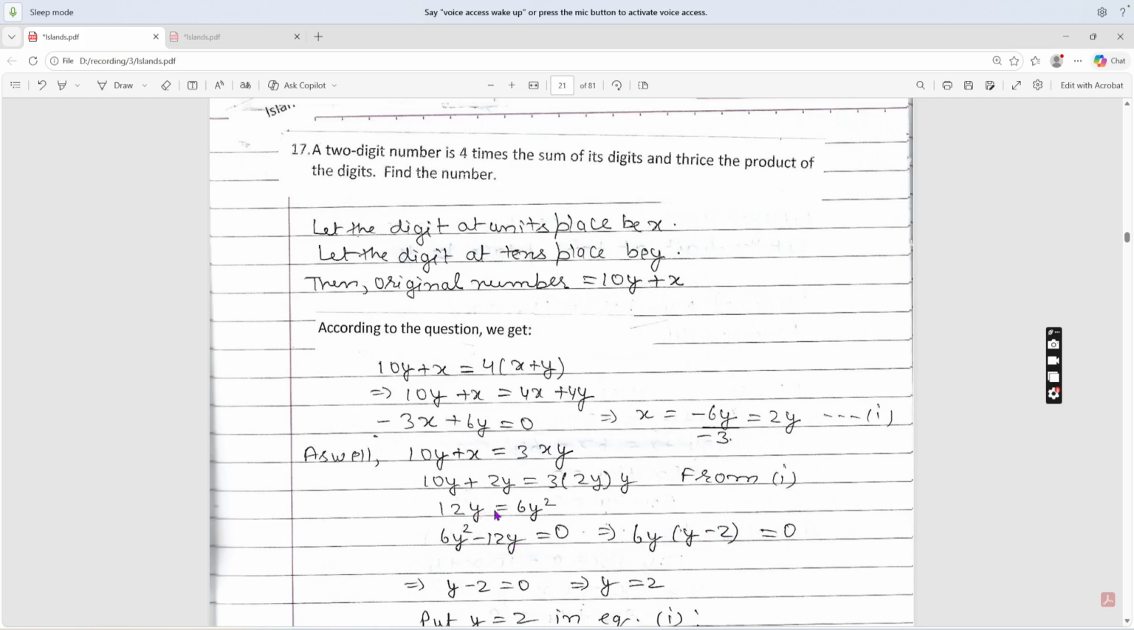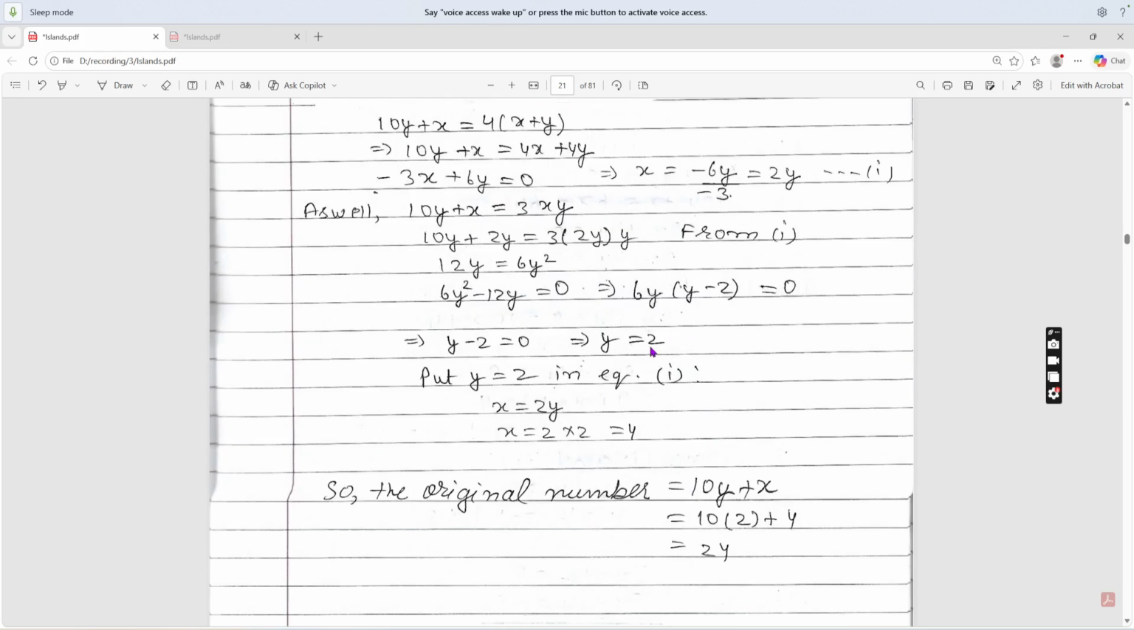Now some students cut 6 and 12, and cut y and y square. Here is the mistake. If we do it this way, our marks are bound to be cut by the examiner, because this is a quadratic equation. So we have to get the value of y in two forms: one y is equal to 0, and the other y is equal to 2. For example, 6y is equal to 0, so y will be equal to 0, which has no relevance. So we can ignore it, but we have to show it this way. And y minus 2 is equal to 0, so y would be equal to 0 plus 2, that is 2.